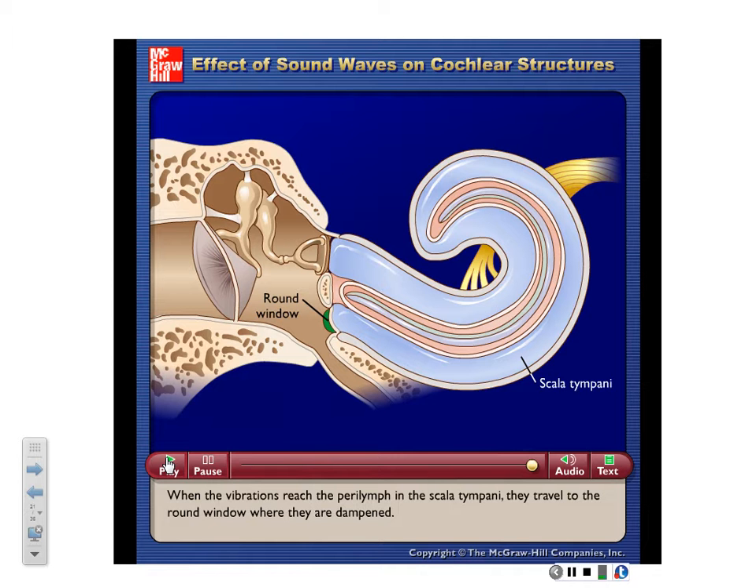And then the low-pitched sounds, like if you're hearing heavy bass, will hit the membrane much later in the cochlea, almost towards this opening here, which is called the helicotrema, the opening that unites the scala vestibuli to the scala tympani. Okay, so that's the pitch. Pitch is frequency, and then we'll talk about volume also, which is the amplitude of the sound waves.